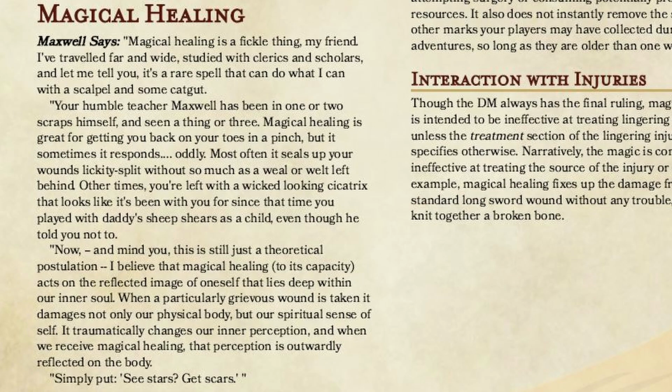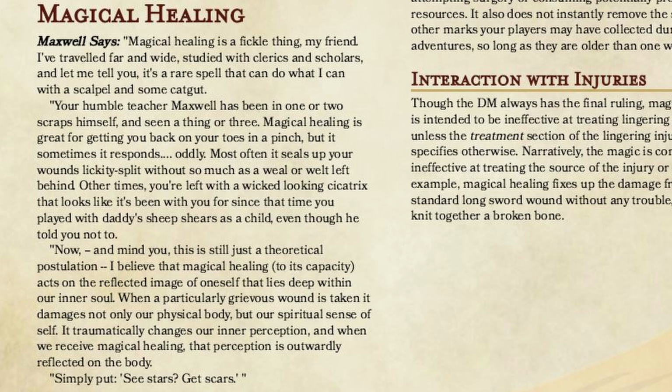Now, Maxwell says, magical healing is a fickle thing, my friend. I've travelled far and wide, studied with clerics and scholars, and let me tell you, it's a rare spell that can do what I can with a scalpel and some catgut. Your humble teacher Maxwell has been in 1 or 2 scraps himself and seen a thing or 3. Magical healing is great for getting you back on your toes in a pinch, but sometimes it responds oddly. Most often it seals up your wounds lickety-split without so much as a weal or welt left behind. Other times you're left with a wicked-looking cicatrix that looks like it's been with you since the time you played with Daddy's sheep shears as a child, even though he told you not to.